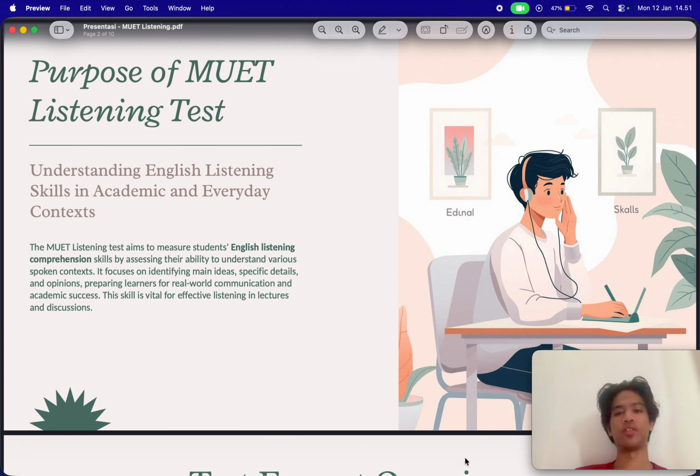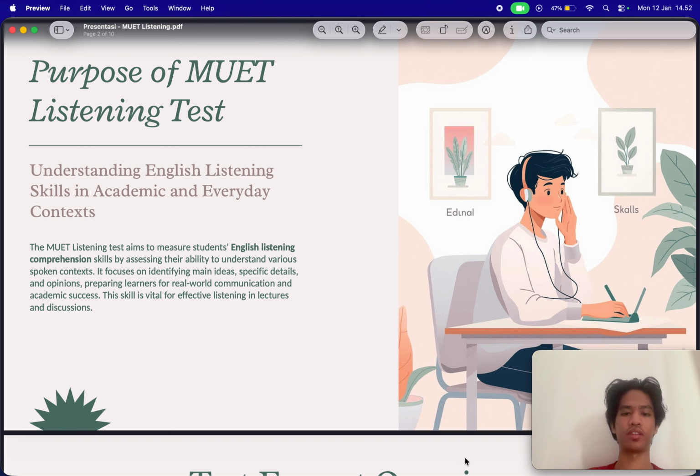The main purpose of the MUET listening component is to measure how well students can understand spoken English. The test includes not only academic lectures or formal talks, but also conversations and announcements that might occur in daily life. This is important because in university or professional settings, listening is a critical skill. You need to understand instructions, discussions, and presentations accurately.